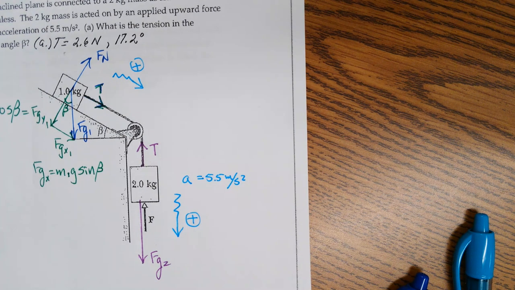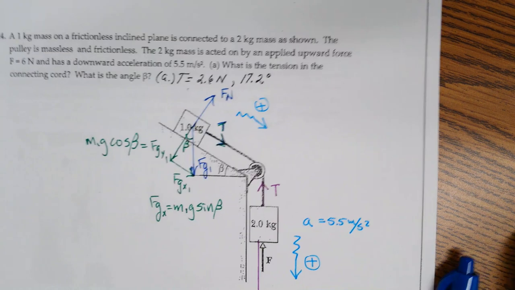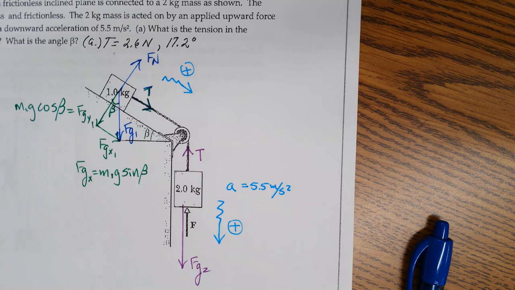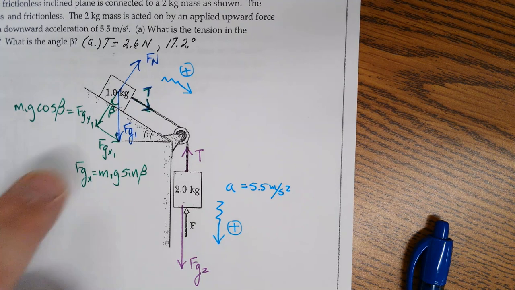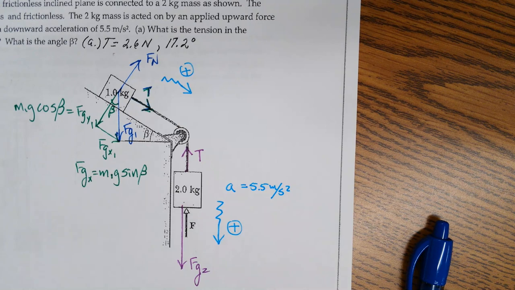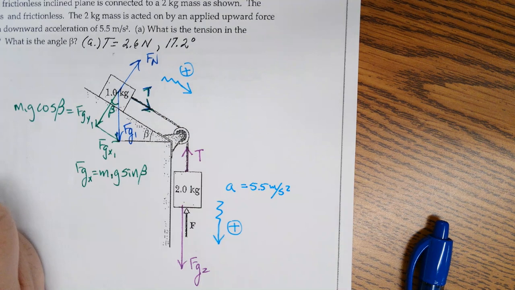So, what should we find here? Let's see. A, what is the tension acting, connecting the cord? So, we could find tension now. We can use any one of these, this one or this one. Take your pick, really, right? So maybe we should find what this beta is, because we don't know what this beta is. So let's take a look at this first for mass one.